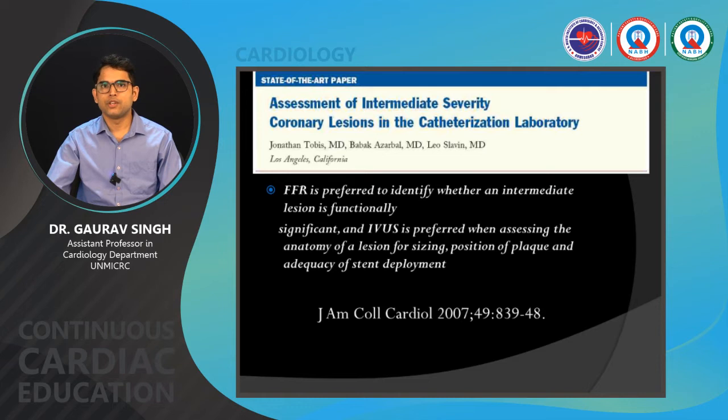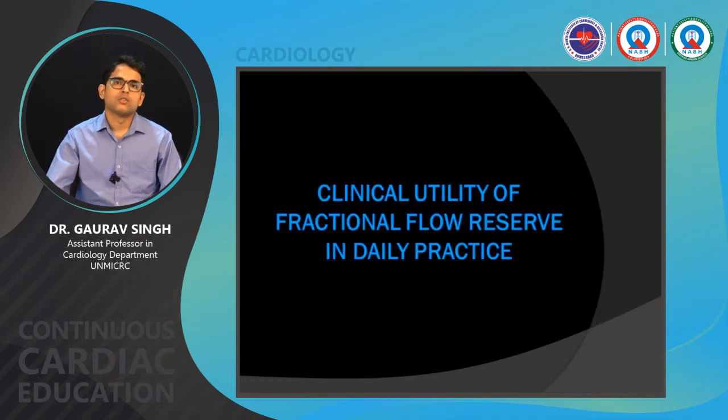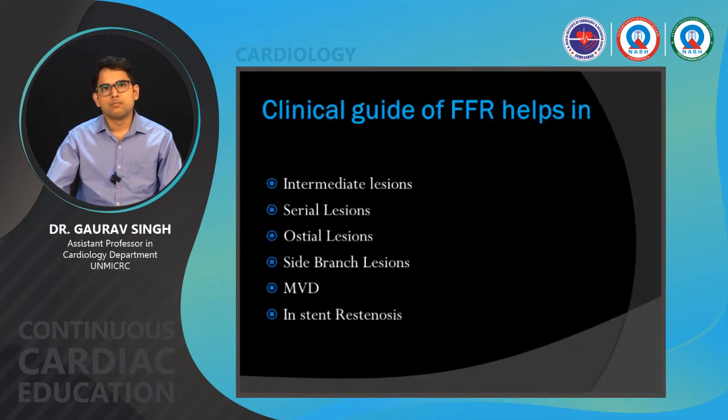So FFR is preferred to identify whether an intermediate lesion is functionally significant, and IVUS is preferred when assessing the anatomy of a lesion for sizing, positioning of the plaque and adequacy of a stent deployment. So what is the practical clinical utility of FFR in our daily practice? Basically it helps in intermediate lesions when there are multiple serial lesions, ostial lesions, side branch lesions, multivessel disease, in-stent restenosis.